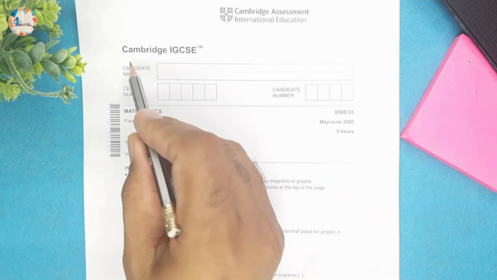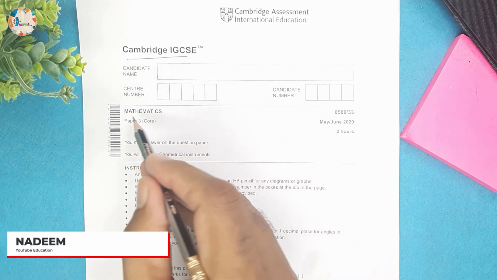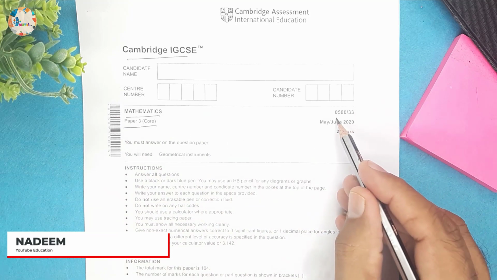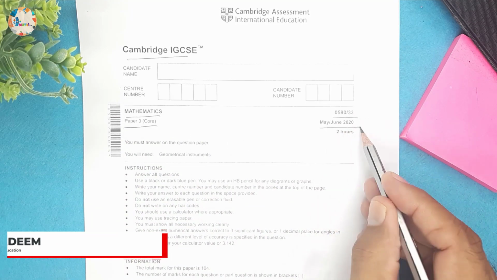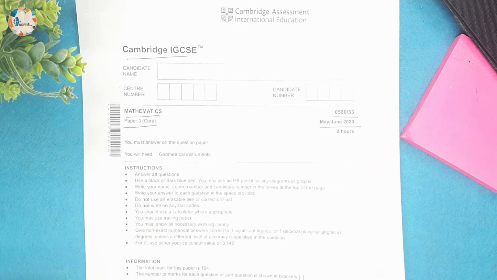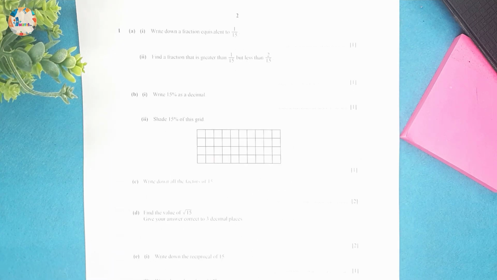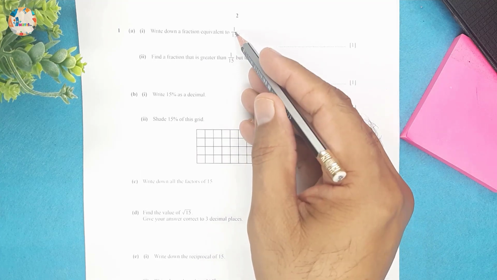Today we'll be going through Cambridge IGCSE Mathematics Paper 3 Core 0580/33 May June 2020. Question number 1. Write down a fraction equivalent to 1 over 15.